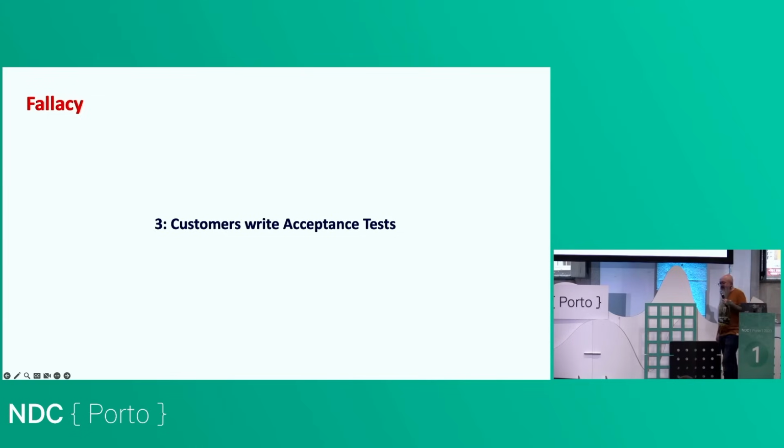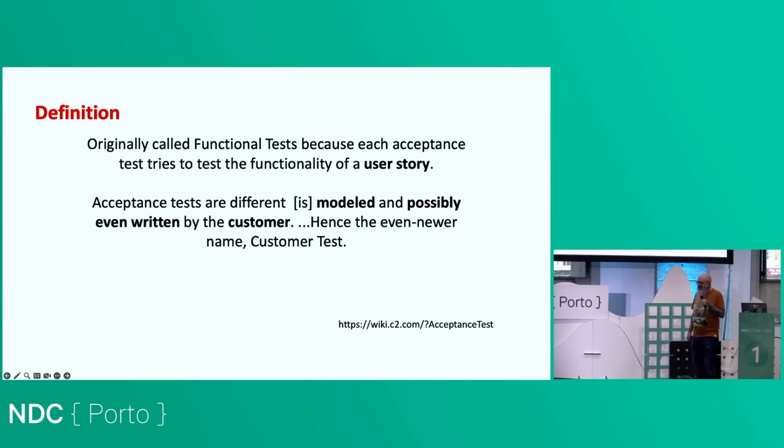All right. Customers write acceptance tests, with Cucumber and SpecFlow plans. So where do these come from? Originally, they were called functional tests because each acceptance test tries to test the functionality of a user story. The idea was that acceptance tests are modeled and possibly even written by a customer, thus customer tests.